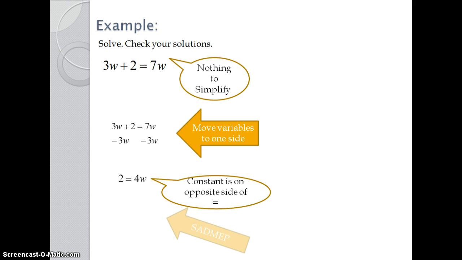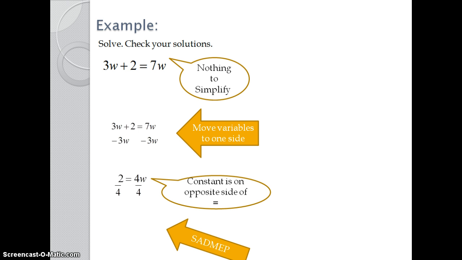So now I just need to follow my SADMEP steps. I need to get w by itself. I don't see any addition or subtraction. I just have the 4 attached to the w, and that's through multiplication. So to move it, I'm going to divide by 4 on both sides.